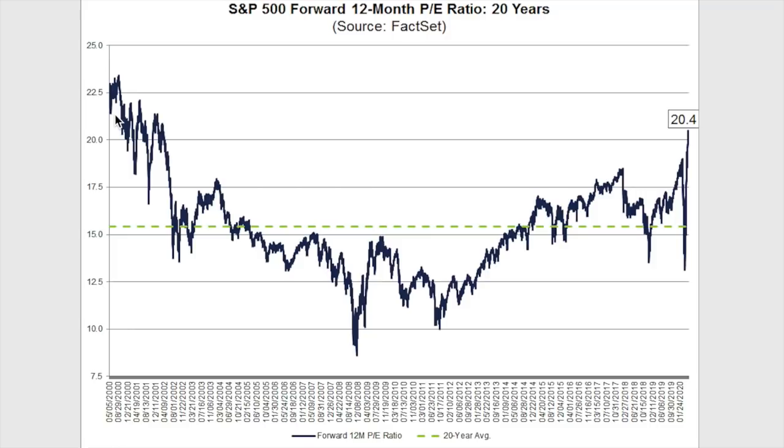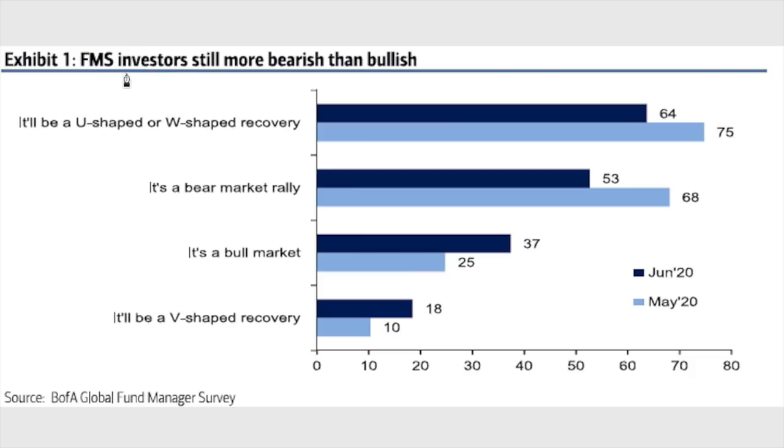Now, the last fact is the bearish sentiment, and I'm going to show you a chart highlighting this. This is a graph showing you that investors are still more bearish than bullish. And you can see the dark blue line is in June 2020, and only a small portion of investors think that this is a bull market or a V-shaped recovery. And if you've been trading in the stock market for a while, you'll know that that is a bullish thing. And I'm going to show you examples of that.